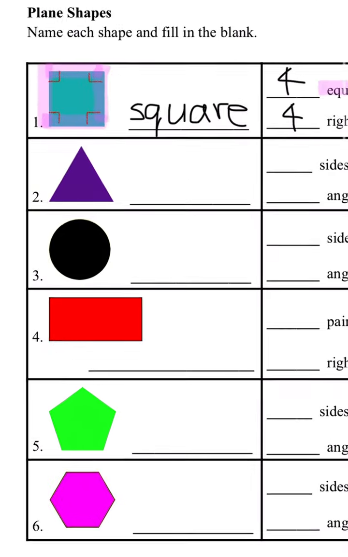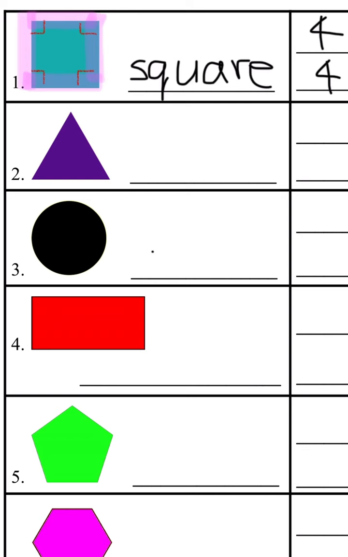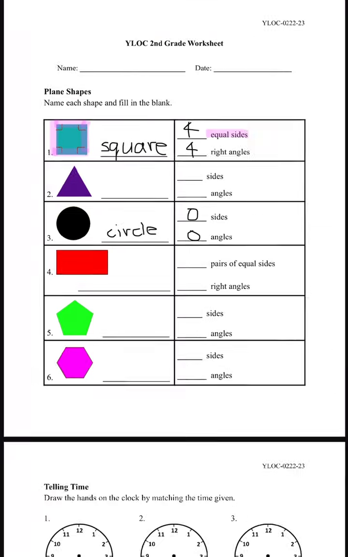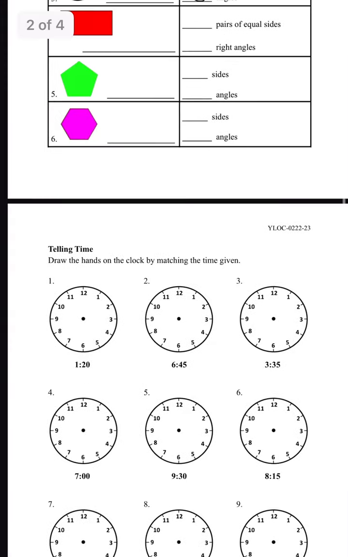It's a circle, right? We write circle, C-I-R-C-L-E, circle. And number of sides, this would be 0. And angles, it does not have any angles over here, so we put 0. So the answer would be 0, 0. And we're going to move on to the next page.